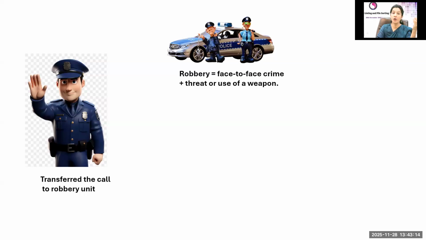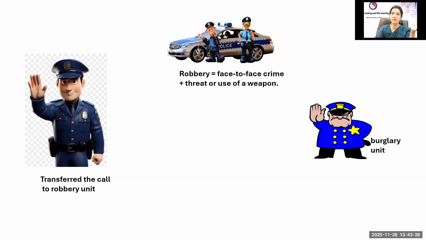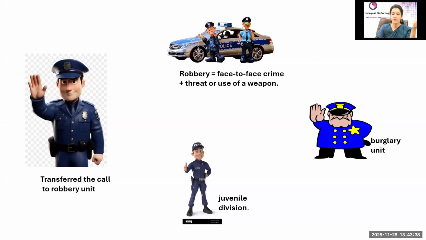He transferred the case to the robbery unit, because he had said that it was a robbery. But the robbery unit said that this is not a face-to-face crime and there is no threat or use of weapon. So they transferred the case to the burglary unit. The burglary unit said that since this is a bicycle and there was no one present when it was stolen, they transferred the case to the juvenile division.